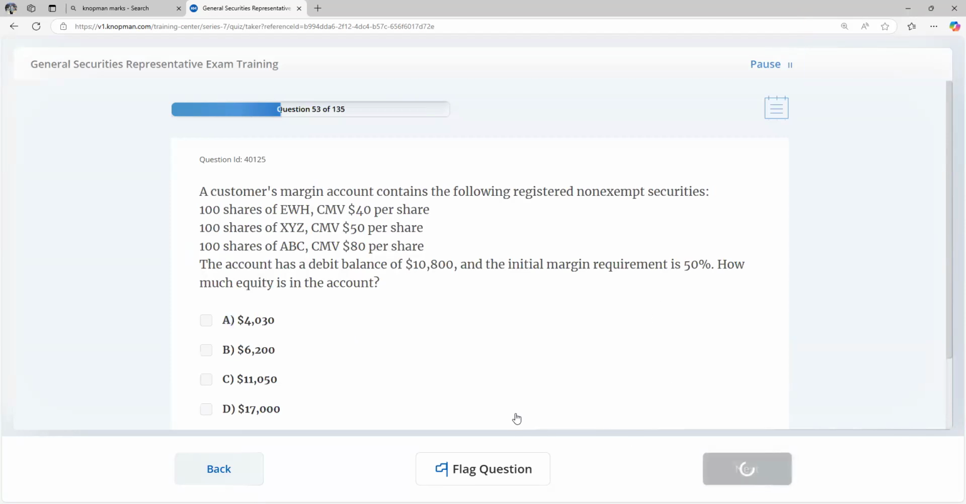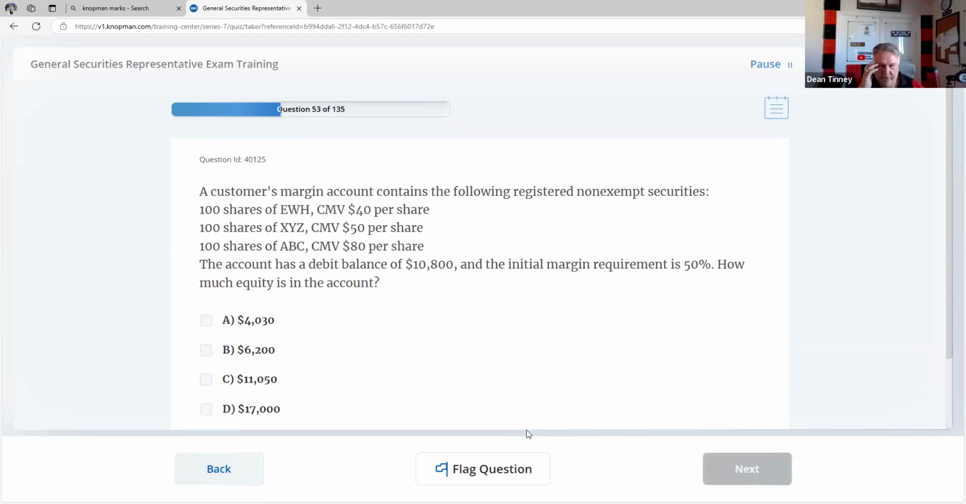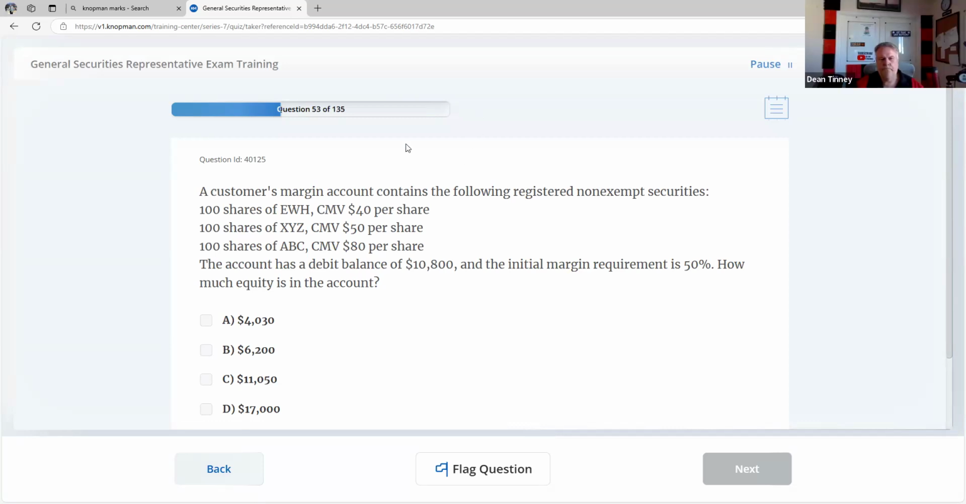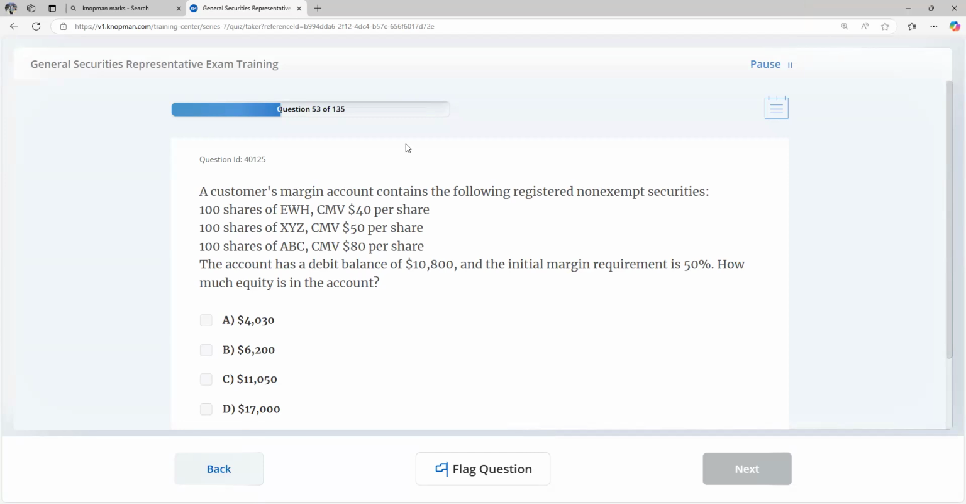Yeah, right on. A customer margin account contains the following registered non-exempt securities: 100 shares of EWH at 40, 100 shares of XYZ at 50, 100 shares of ABC at 80. The account has a debit balance of 10.8, and the initial margin requirement is 50%. How much equity is in this account? I'm just gonna have to get my calculator out. Yeah, so start doing them all.